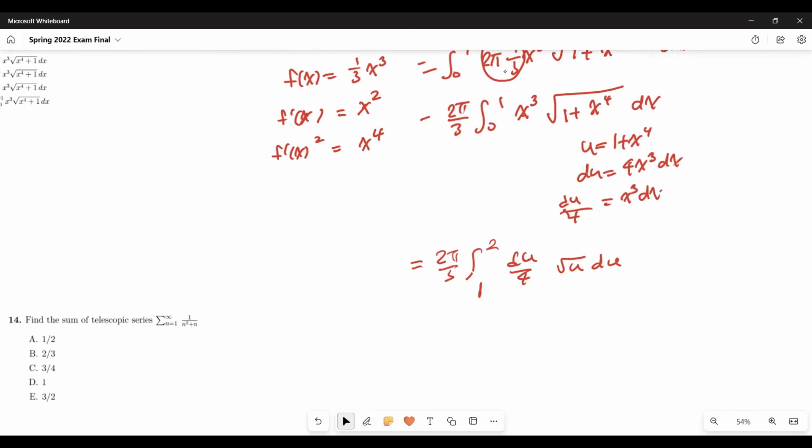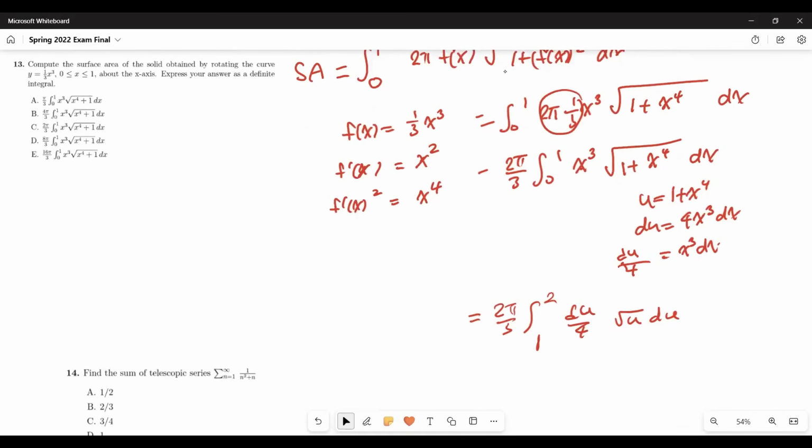Oh wait, we don't even have to evaluate, right? You just have to express it. You don't even have to do this part. You just have to find this and then call it good. So that means the answer is C.